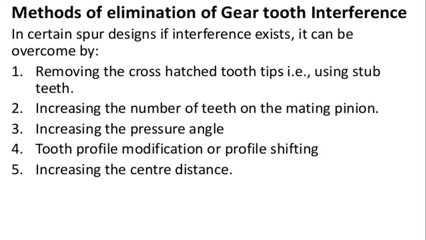Next is tooth profile modification or profile shifting. Next, increasing the center distance. By increasing the center distance also, you can eliminate the gear tooth interference. So these are the different methods of eliminating it. Whenever we eliminate the interference, we take one of these methods for its removal.